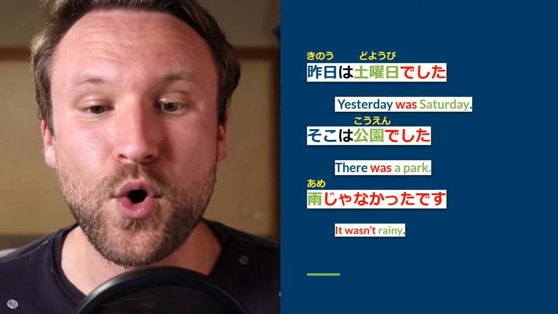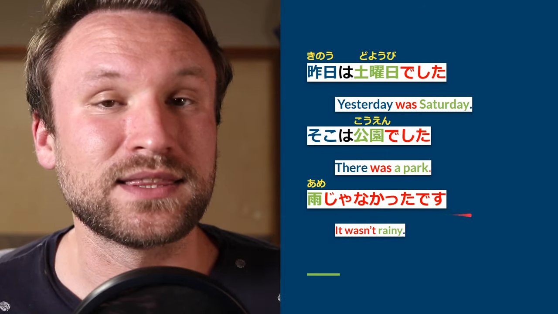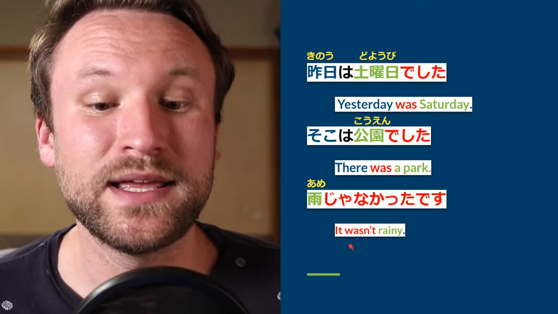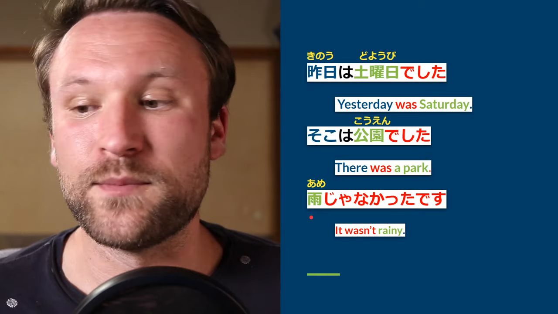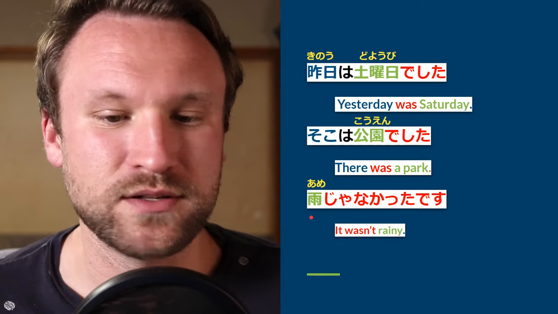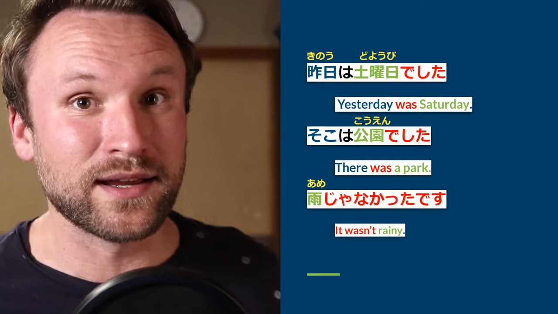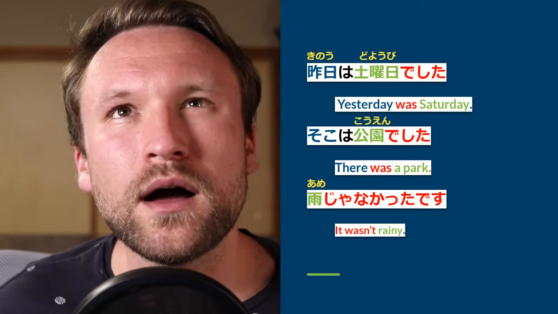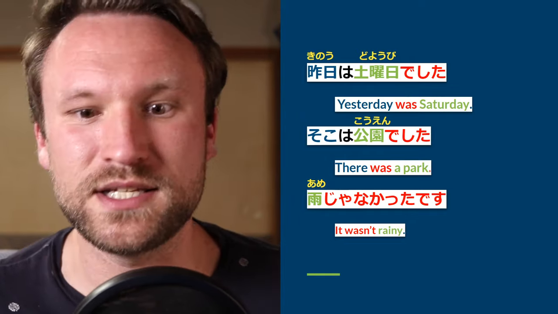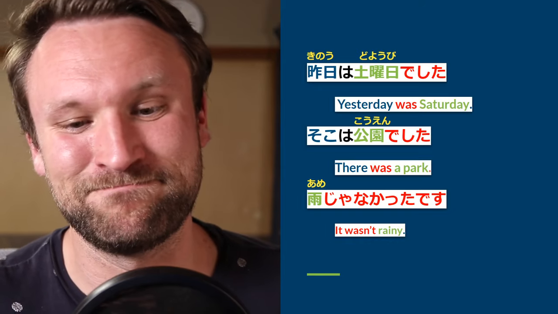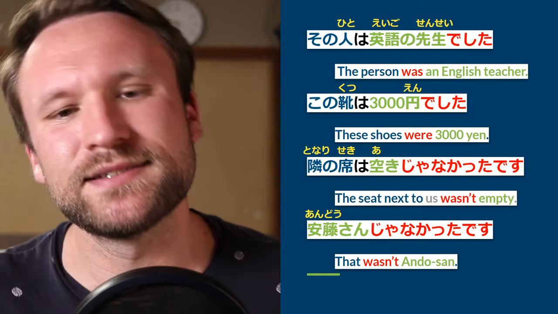そこは公園でした。雨じゃなかったです。Ooh, this is a fun one. It was not rainy. So, if someone asks, was it raining where you were on vacation? Yep, 雨じゃなかった。It wasn't raining. Or if I think, oh, it's raining, and I look outside my window. あ、雨じゃなかった。It was raining candy. あの、お菓子でした。Right? It was candy. Let's go into some slightly more detailed sentences.